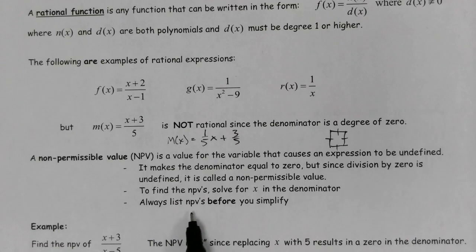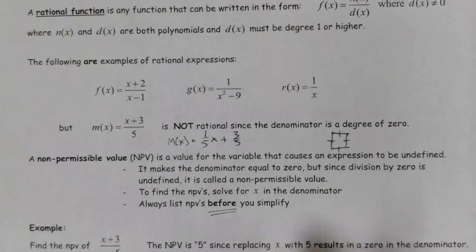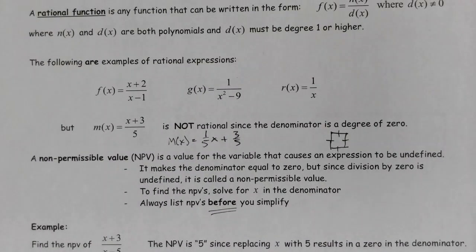We always list NPVs before you simplify. That's important because frequently when we simplify, we're going to lose factors that are common to the numerator and denominator. In fact, there's some special vocabulary associated with factors that we lose and factors that we don't lose. But you want to identify all of the non-permissibles early, because if you don't, you're likely going to miss some that you simplified away and are no longer seeing at the end. So it's always a good idea to identify those non-permissibles before you simplify. Anyway, let's take a look at some examples now.